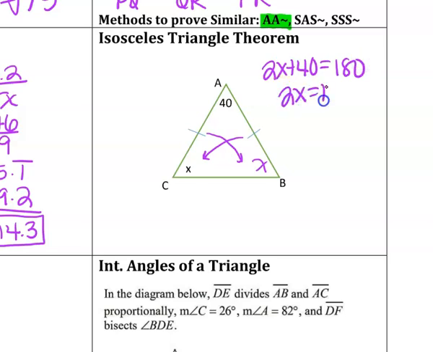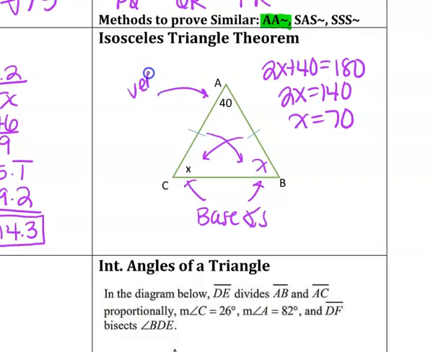So 2x equals 140. So x equals 70. So these are called my congruent base angles, which I just discovered would each be 70. The angle at the top is your vertex angle. And the sides that are congruent are called your legs.